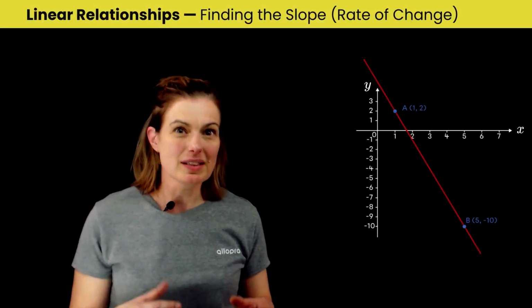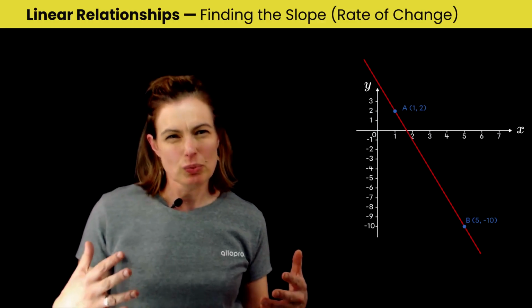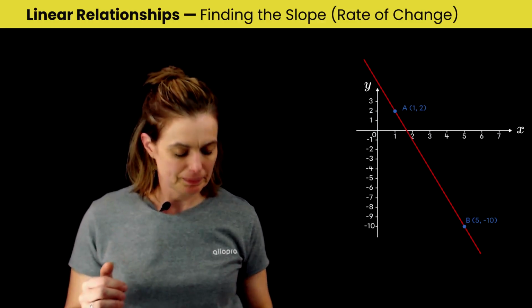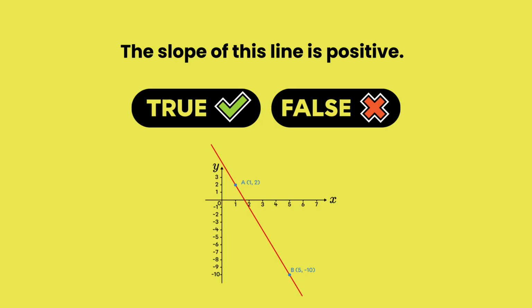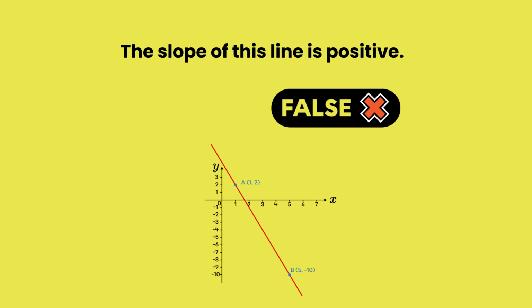All right, so let's look at another graph. Imagine we're trying to find the slope of this line. I've got a question for you. True or false? The slope of this line is positive. The answer is false.